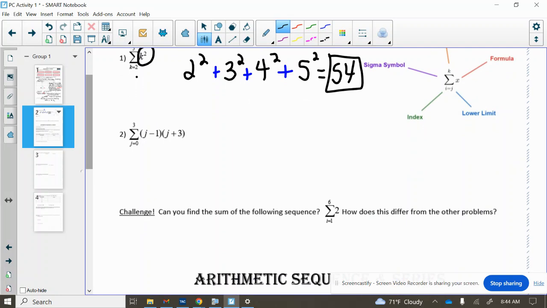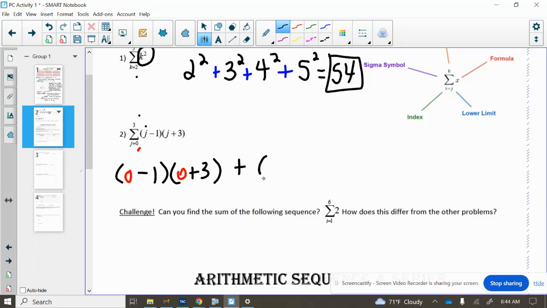And our next one down here, this time we're starting with term 0. Sometimes you might see that, which means we are going to just plug 0 in to start for 1, and we're going to then end by term 3. So to find term 1, again, right now our rule is j minus 1, and then j plus 3. And since we're starting with term 0, we're going to plug 0 in first.